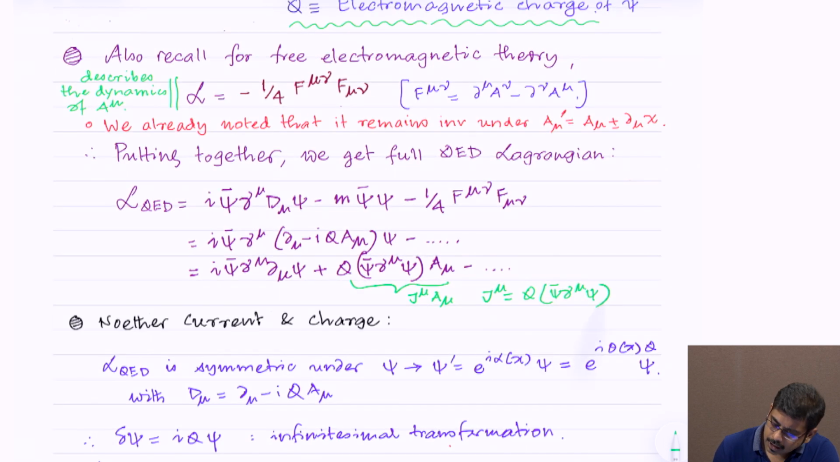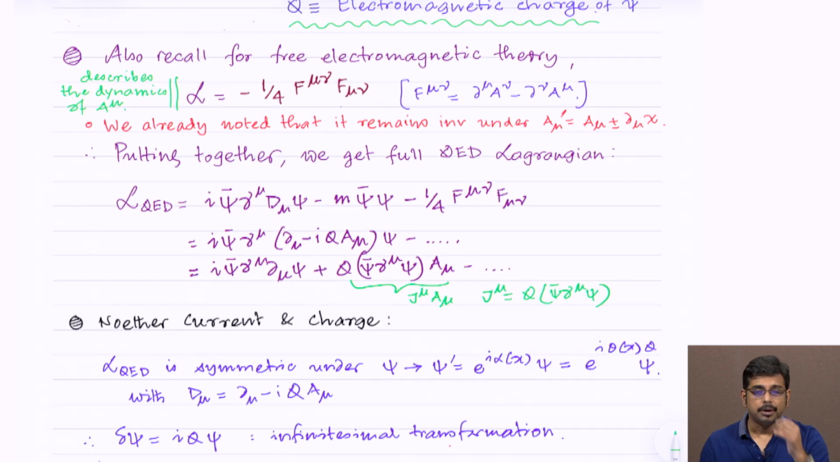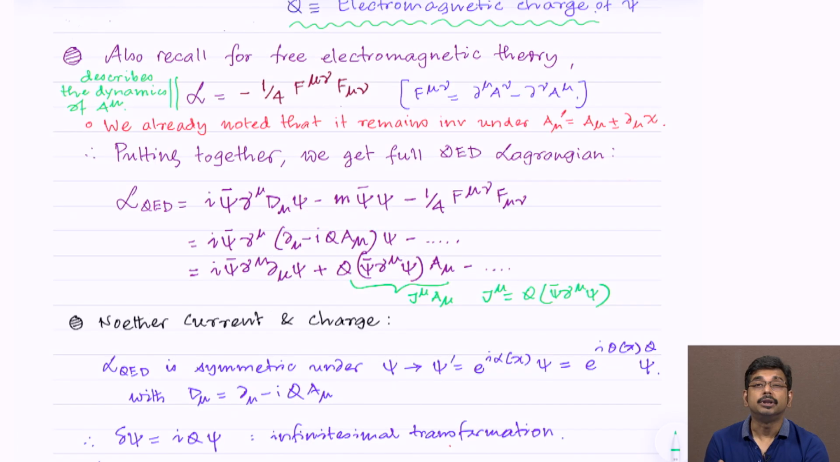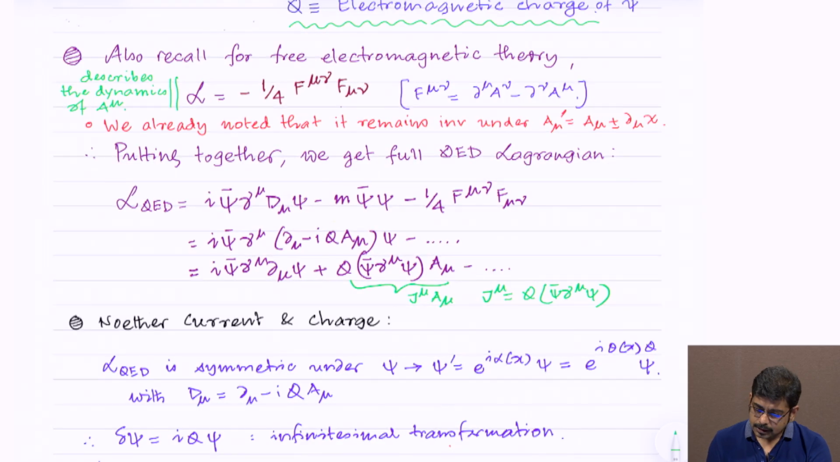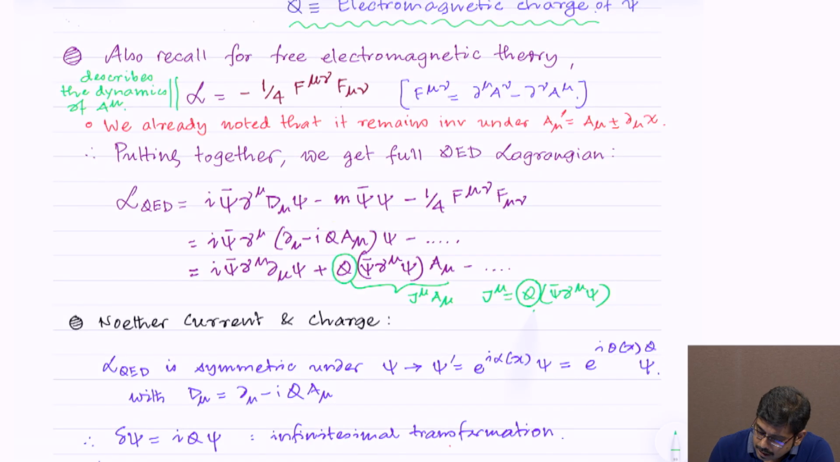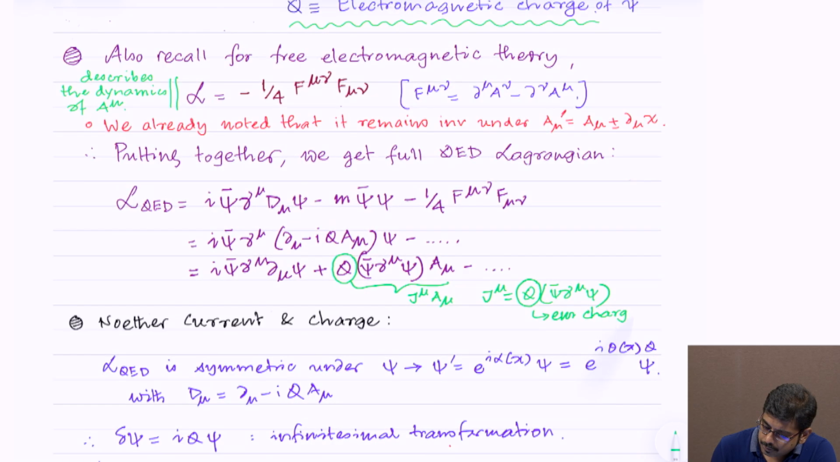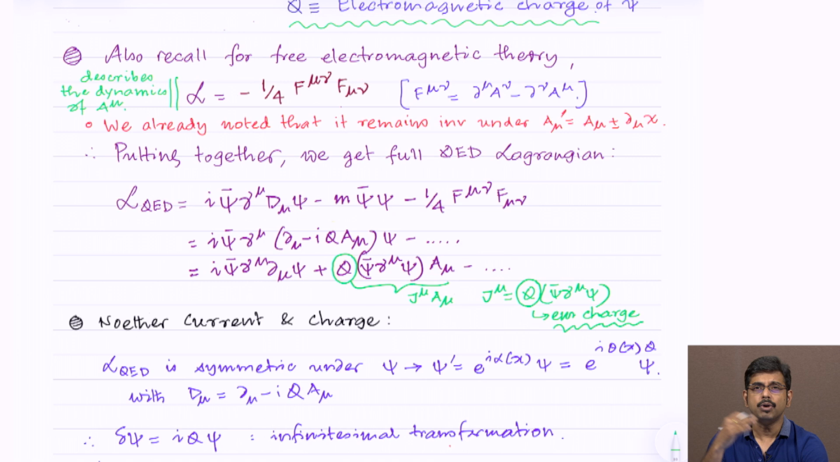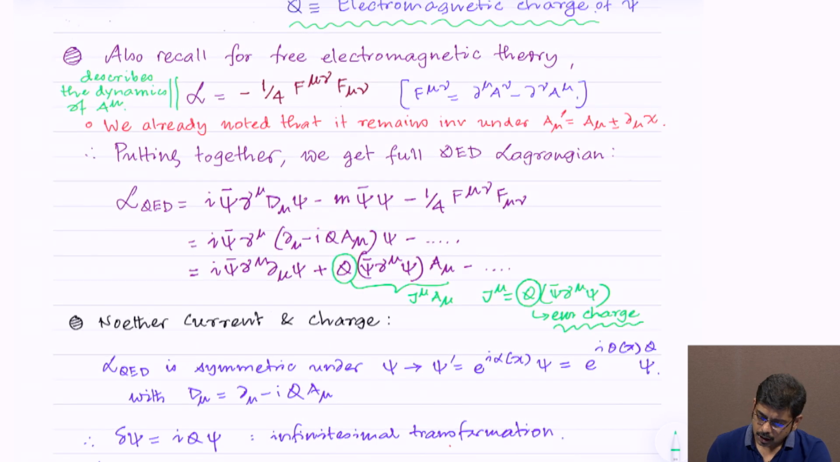So this gives rise to the interaction of the fermionic current with the photon field, and the reason that it can interact with it is the proportionality with this q, and this q is identified as the electromagnetic charge. Or you can also say that this is the U(1) charge with which this transformation occurs.